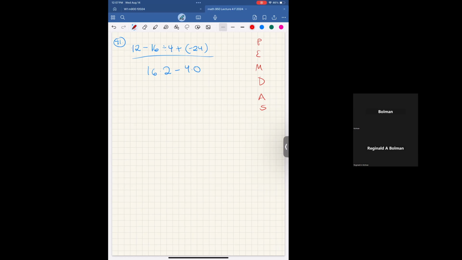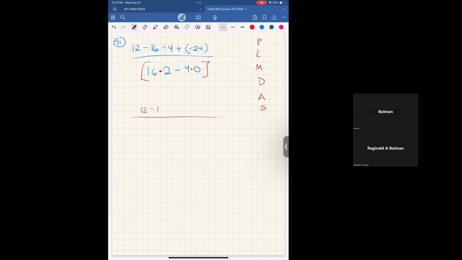Now, I'm going to start on the bottom since it looks like a less complicated problem down there. And because I don't see any exponents, we could do multiplication. There is a multiplication operation. I've got 16 times 2, and I also have 4 times 0. So let's go ahead and do those operations.